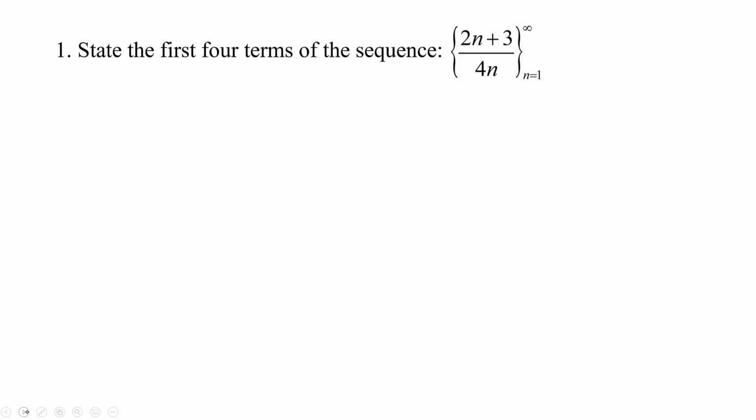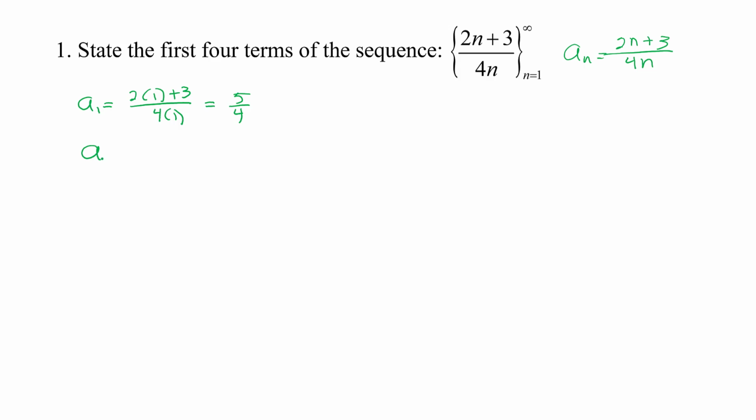The first problem, we're asked to state the first four terms of the sequence 2n plus 3 over 4n from n equals 1 to infinity. Here our general term is a sub n equals 2n plus 3 over 4n. We start by finding a sub 1, where we set n equal to 1. A sub 1 is going to equal 2 times 1 plus 3 over 4 times 1. And we simplify to get 5/4.